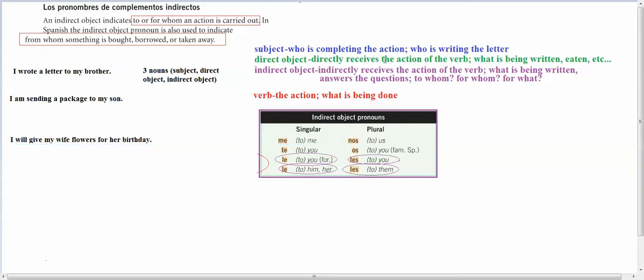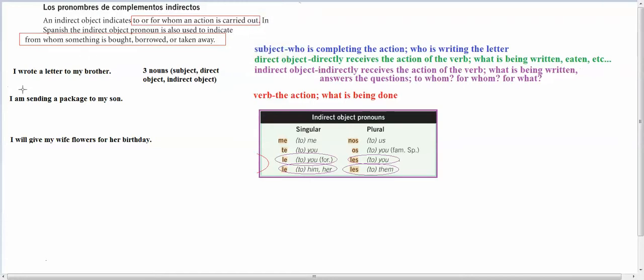Okay. And the indirect object indirectly receives the action of the verb. It answers the questions to whom, for whom, or for what. Okay. And then the verb is the action. It's what's being done. Since all of these other parts of speech, the subject, the direct object, and the indirect object, are defined based upon the relationship to the verb, I think it's easiest to start with identifying your verb.